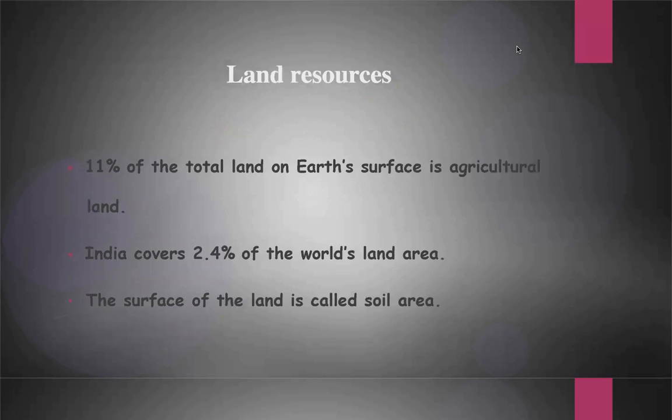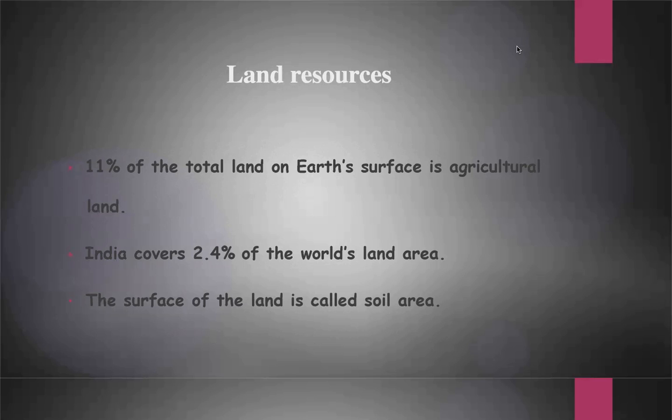To begin with, what exactly are these land resources? As the name itself suggests, resources that are obtained from land are called land resources. Now, we all know that a large area of earth is covered by land and water, right? So 11% of the total land on the earth's surface is agricultural land. The remaining consists of deserts, forest land, etc. Among these 11%, which is cultivable, 2.4% of this whole area is in India.